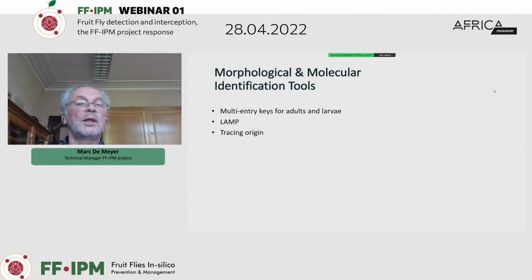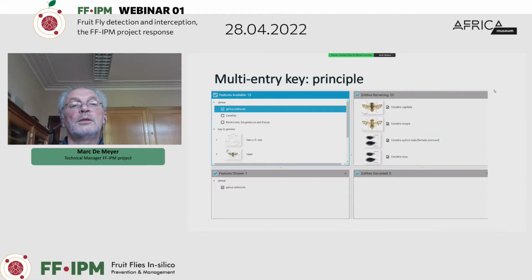One of them is multi-entry keys for adults and larvae fruit flies. One of them is called a LAMP. And then linked to that one, and more linked to the molecular identification tools, we also try to establish whether we can use these tools not just to identify the species, but also to trace the origin of where the fly is coming from. So let me first talk about the multi-entry key.